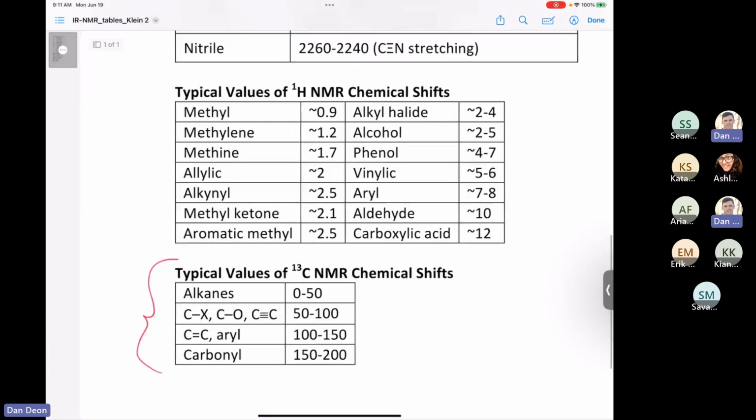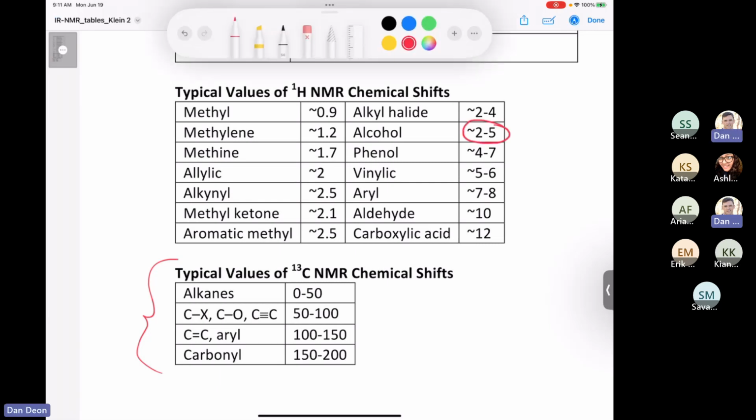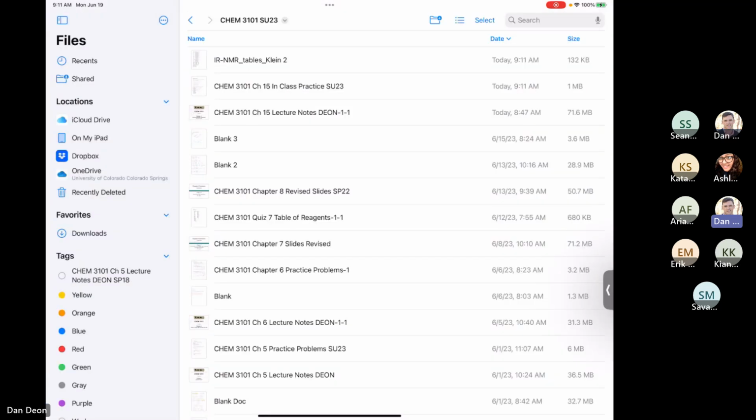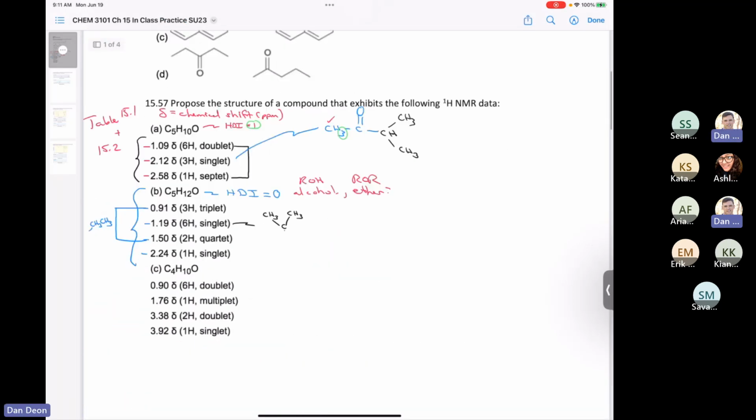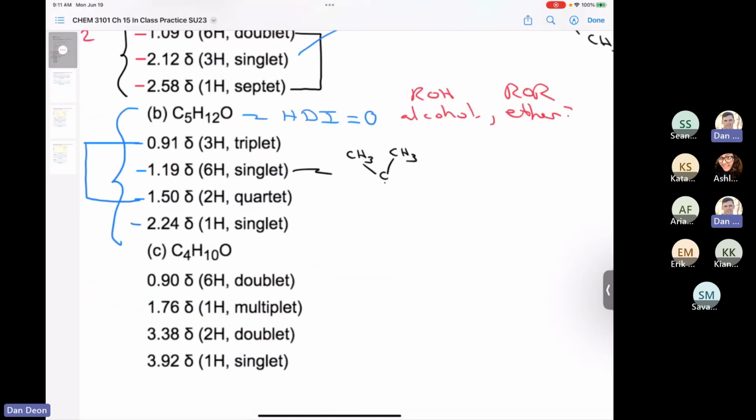And if we look at a bond to an oxygen. So we have methyl ketone, aromatic, alkyl halide, alcohol. We see that an alcohol has a range of 2 to 5 parts per million. So that's a bond to an oxygen, right? And so an ether should be somewhere similar to that, but you see that we don't have two sets of protons that have a chemical shift that high. So that means it must be an alcohol. So if we go back to the problem, that means that we have an ether in the compound.